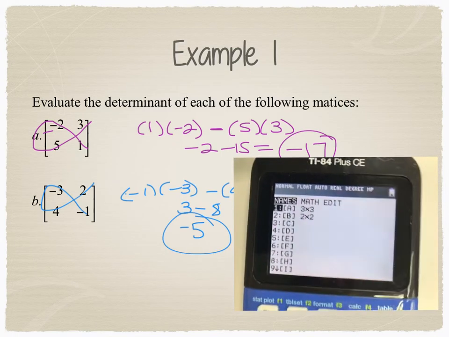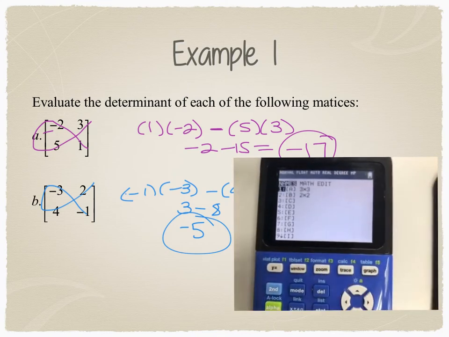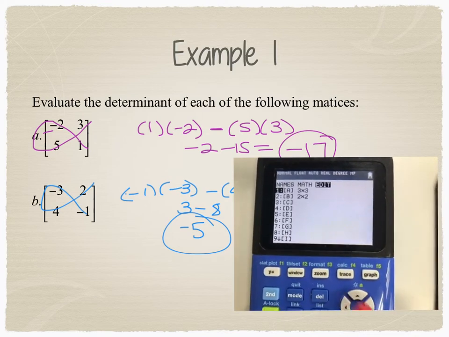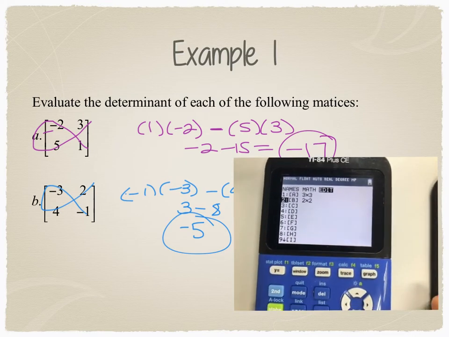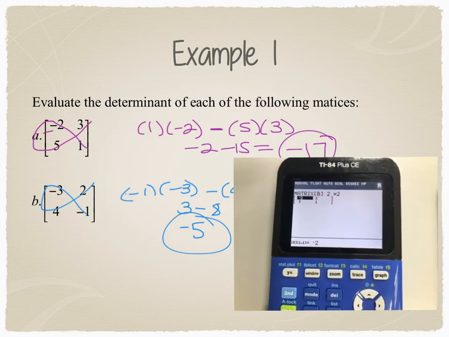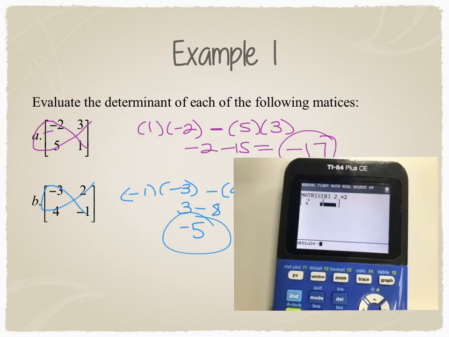All right, so what I'm going to do is go back to my graphing calculator. I go back to the matrix menu. This one I'm going to do B. So B is a 2 by 2. I'm going to go to edit. I already have a 2 by 2 in B. So I would make it a 2 by 2 if it wasn't already, and then I would enter them in, -3, 2, 4, -1.